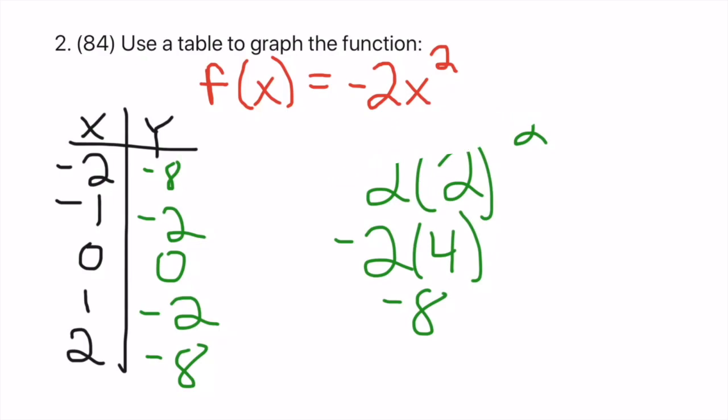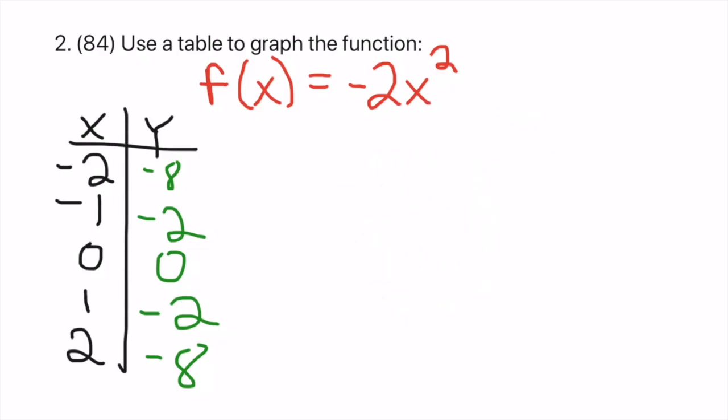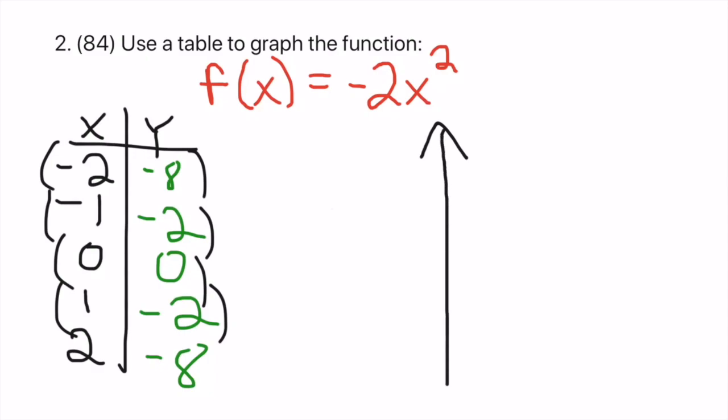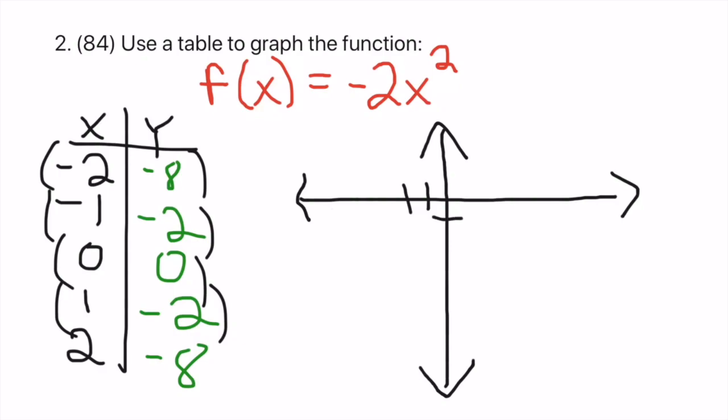Okay, so now let's set up our graph. If you'll notice, my y's go all the way down to -8. So therefore, I want to leave a lot more space on my negative y's. So I'm going to go ahead and start graphing our points. So our first point is -2, -8. So I go back 2 and then down 8. So 1, 2, 3, 4, 5, 6, 7, 8.